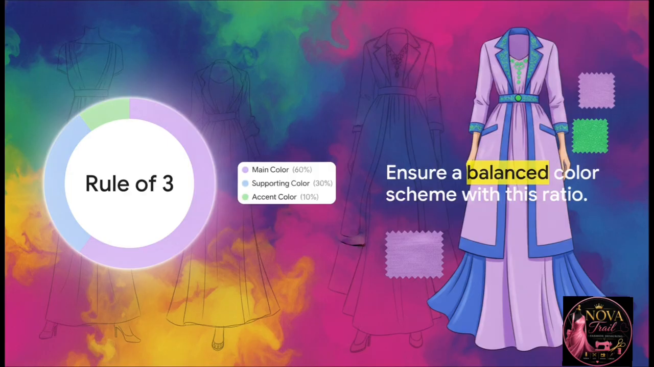Your main color does the heavy lifting, covering the bulk of the garment. Your supporting color creates some nice contrast and breaks up the monotony, maybe on the borders or a jacket layered over the top. And your accent color? That's your tiny pop of magic, maybe a bright thread in the embroidery or a really bold button. Sticking to this rule of 3 guarantees professional harmony every single time.